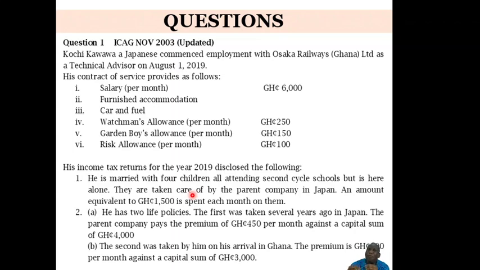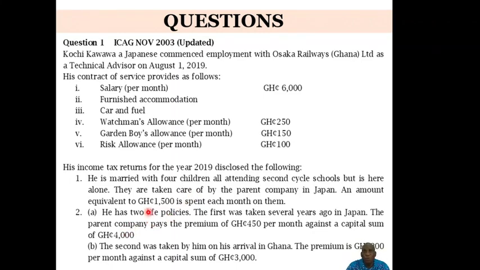Therefore, any payment that is being made to Kochi as a result of his employment in Ghana, regardless of whether the payment was made outside Ghana or in Ghana, please, you have to add it to Kochi's income and tax. Take note of that. Otherwise, some people mess up over here.